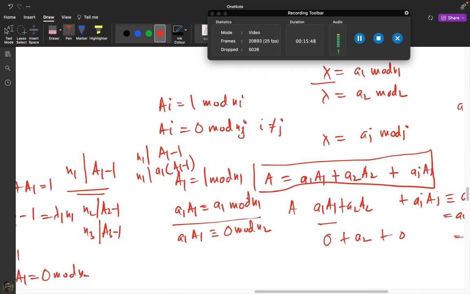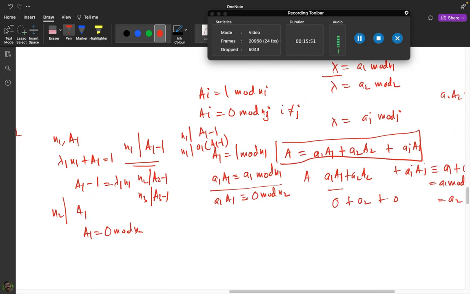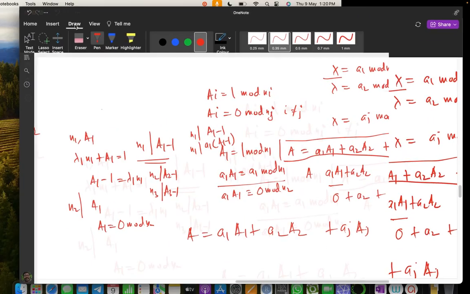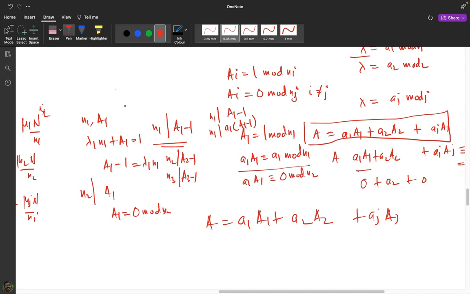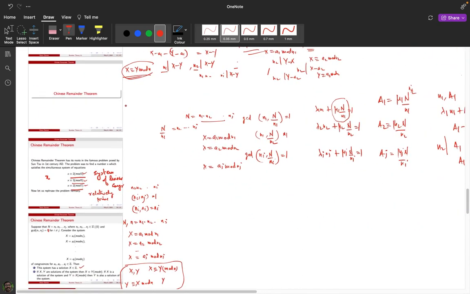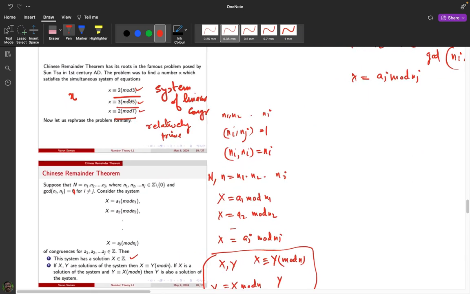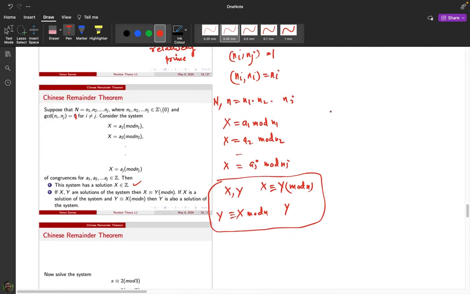So how am I defining the solution? The solution is being defined as A is equal to A1 plus A2 plus etc. AJ. Okay, so don't lose the big picture here. How have I constructed this? My solution for this problem is A is equal to A1 plus A2 plus etc. plus AJ. So I have to remember how to construct this.